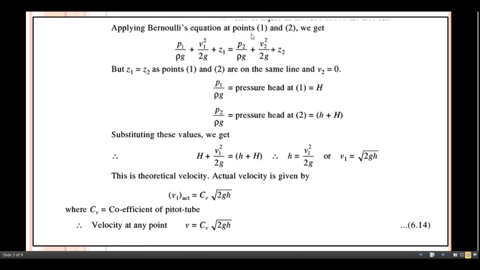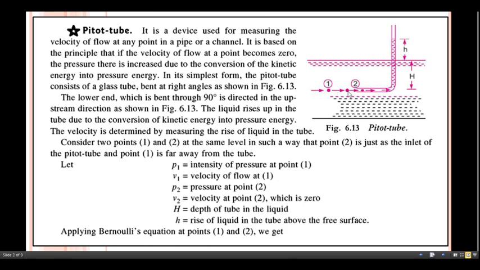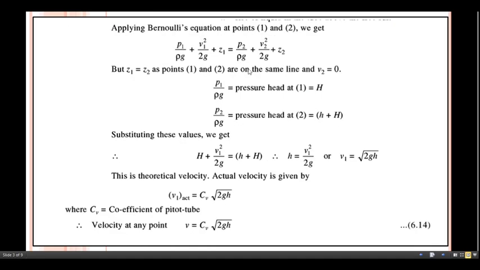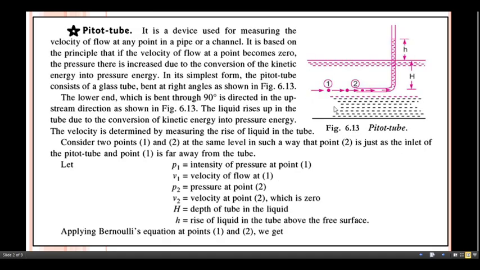So applying Bernoulli's equation at points 1 and 2, we get P1 divided by rho g plus V1 square divided by 2g plus Z1 equals P2 divided by rho g plus V2 square divided by 2g plus Z2. Now here, the level is the same, so we can say Z1 equals Z2, as point number 1 and point number 2 are on the same line. In this case the value of V2 is also 0. Now this P1 by rho g is nothing but the pressure head at point number 1.